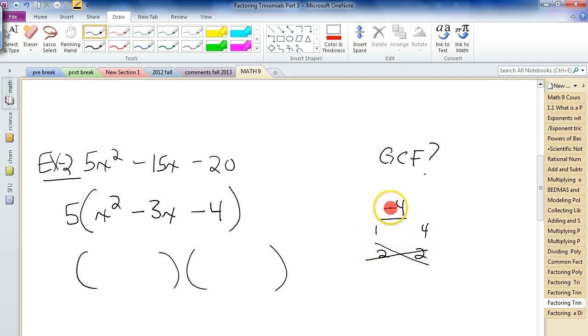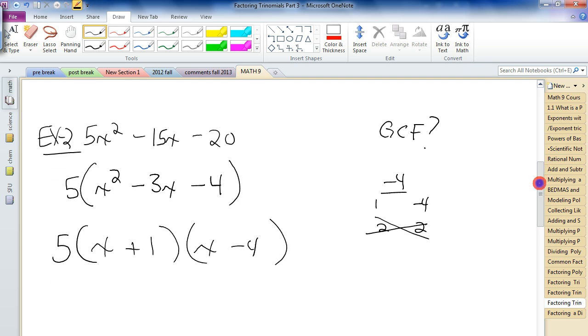It has to be multiplied to give me negative 4, so that means one of these has to be negative. They have to add to give me negative 3. That means the bigger number has to be negative. So 1 minus 4, negative 3. So I'm going to first split up the x's. x plus 1, x minus 4. Don't forget the 5 in front. There you go.